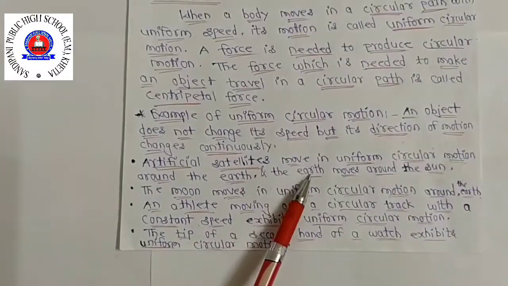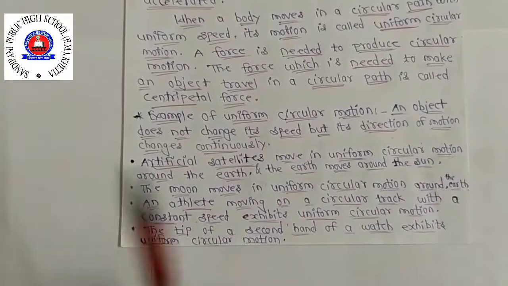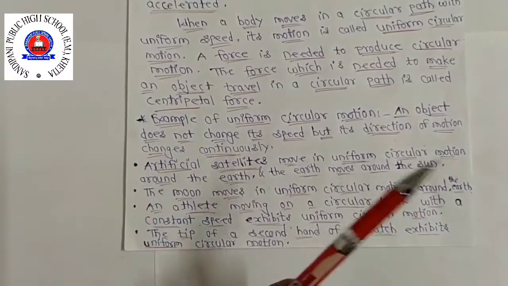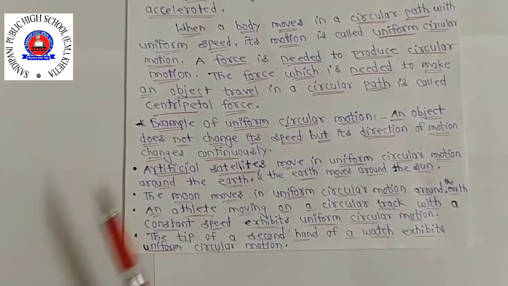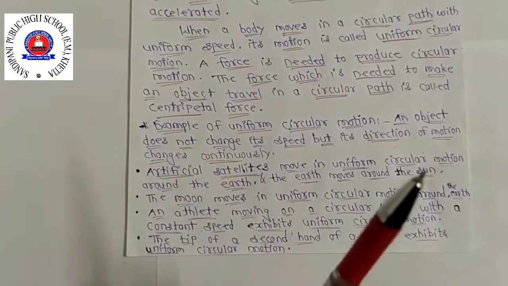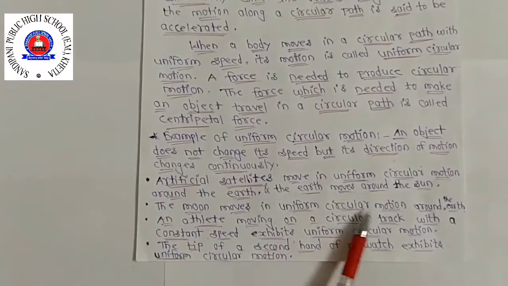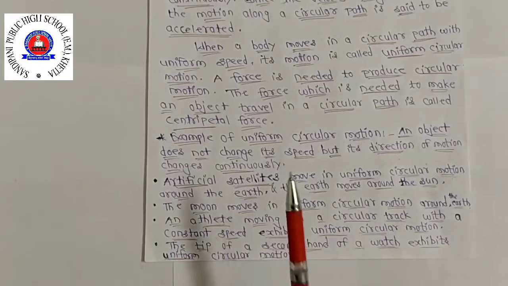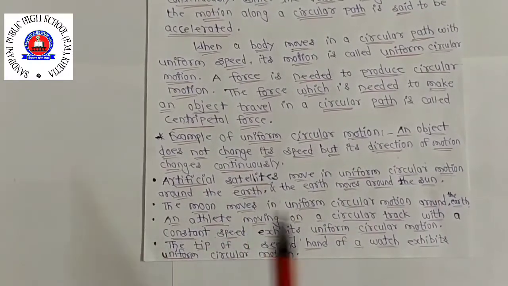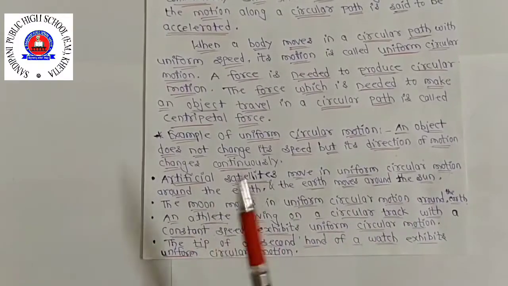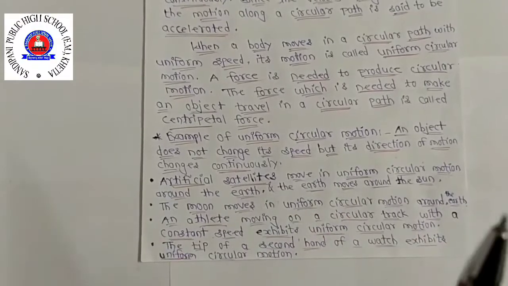Clear? And the earth moves around the sun in uniform circular motion. So the motion of the earth around the sun is accelerated, and it is the gravitational force of the sun which keeps the earth moving in a circular orbit around it. Clear? Next, the moon moves in uniform circular motion around the earth. So the motion of the moon around the earth is accelerated. It is the force of gravity of the earth which keeps the moon in circular orbit around it. Means because of the earth's gravity, the moon keeps revolving around it.